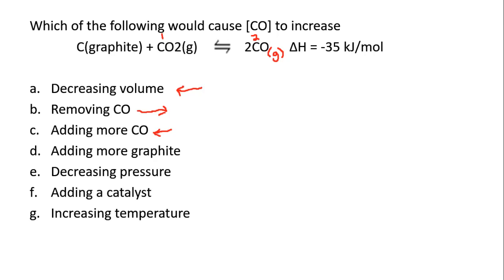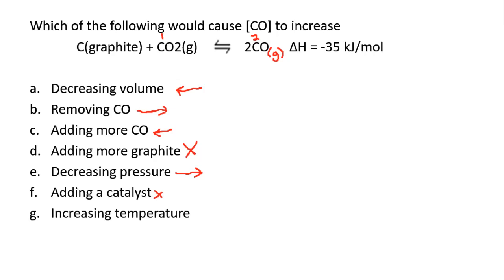I'll give you a few seconds to think about this one. So we're adding graphite. Which way will it shift? That's correct. It will not shift because graphite is a solid. Decreasing the pressure. When we decrease the pressure, it moves to the side with more moles of gas. So it's going to shift to the products. Adding a catalyst. What will catalyst cause it to shift to what side? That's correct. It will not cause it to shift.